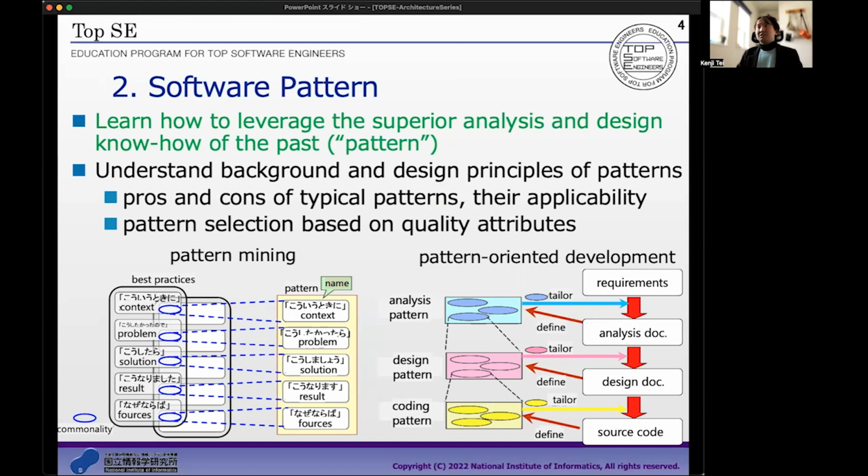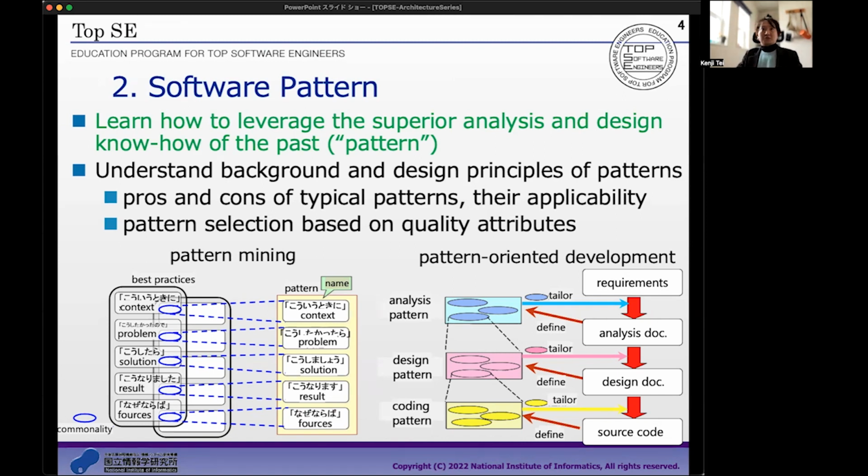In some cases, experts have already identified good solutions for similar problems you face. By using the know-how obtained from past good practice, the developer can easily apply existing knowledge to analysis, design, and implementation. Those know-how are modularized and documented as patterns. This course, software patterns, is about how to leverage patterns, how to find patterns, or how to apply existing patterns to your software development.